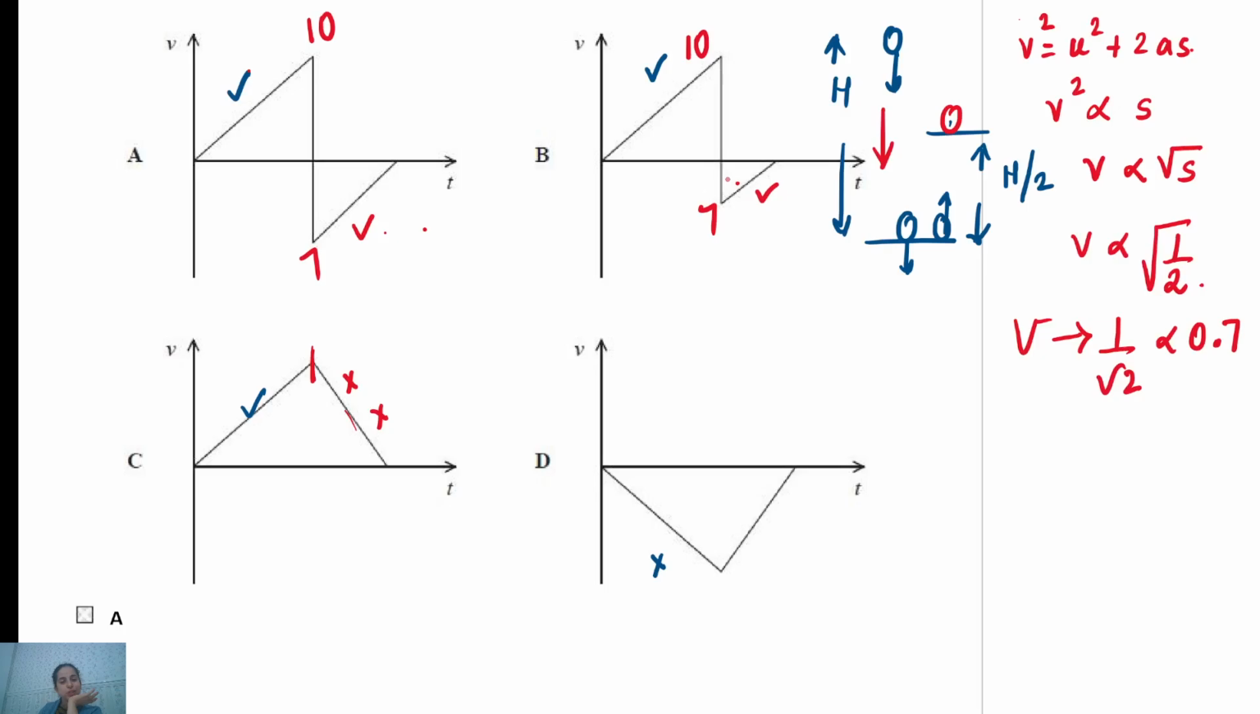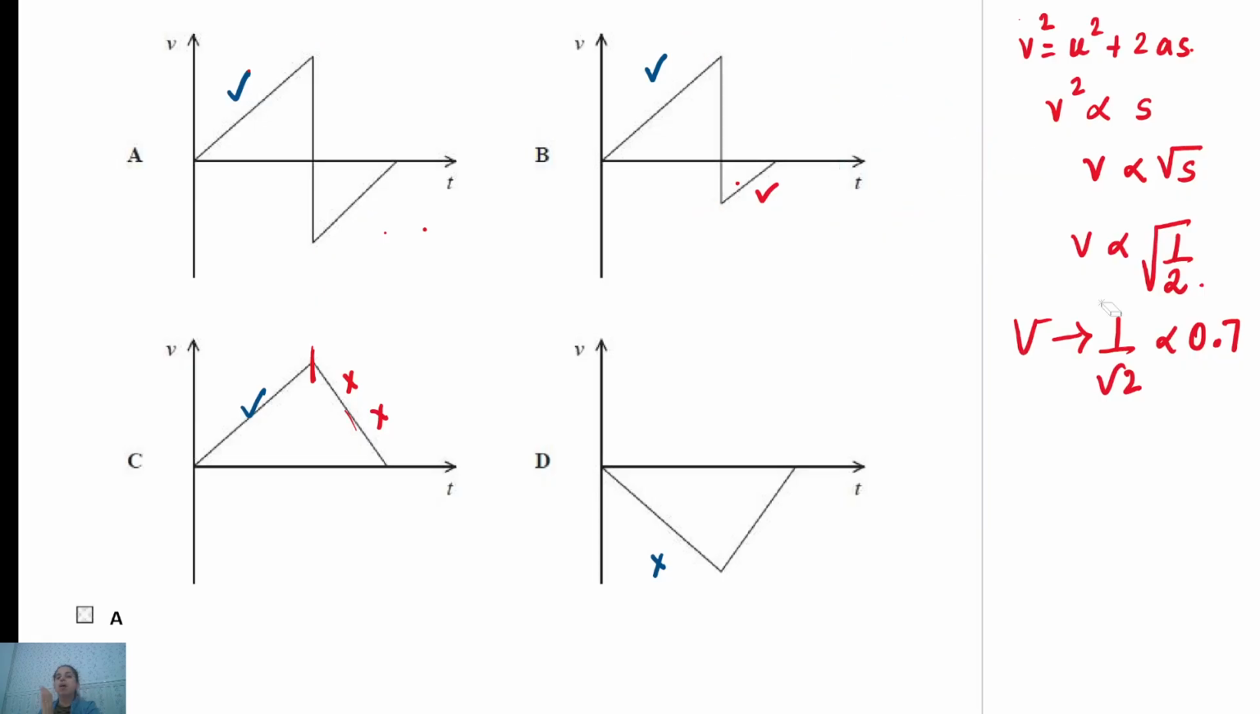Okay, so we've just now figured out that either A or B is our answer. Now the question says it bounces up to half the initial height. So if the height it is traveling is halved, the distance it is traveling is halved, what must be the velocity? The velocity is proportional to the square root of displacement. So if displacement is halved, the velocity should become 1 over root 2, and 1 over root 2 is 0.7. You can do that in your calculator.